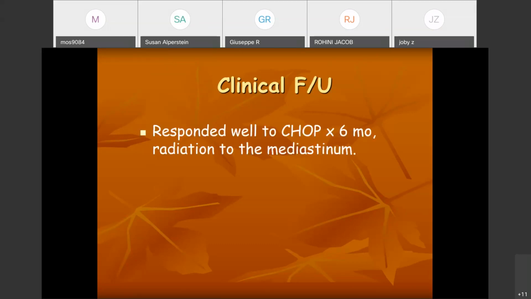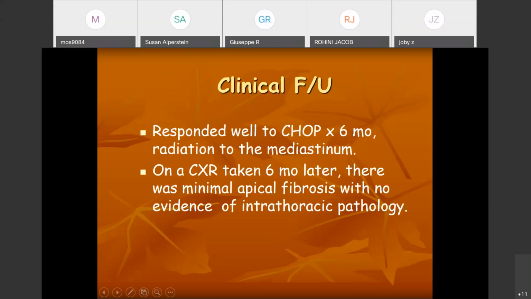Clinical follow-up: she responded very well to CHOP and radiation. Six months later, there's no evidence of disease. It's very aggressive, but they respond very well to chemo. That's why it is so weird.